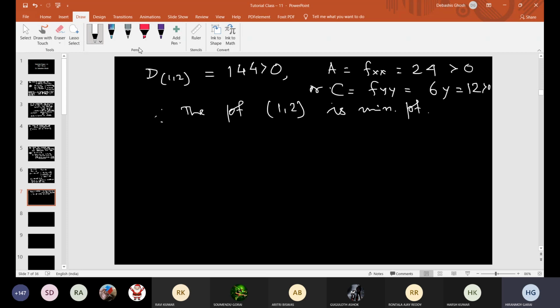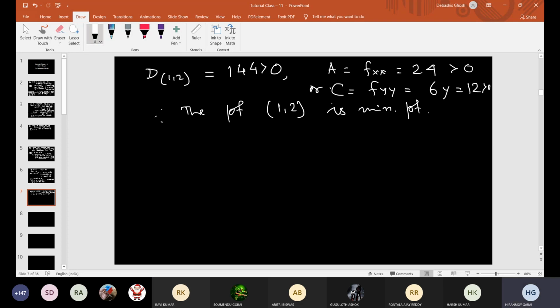Now the thing is this expression AC minus B square, we are getting to be the discriminant to find out what kind of extremum or critical point it is. That can be explained by the Taylor series expansion. If we have that function f of x y, and we expand it with respect to the critical point a b, then we can have that expression. AC minus B square will give you the nature of that critical point.